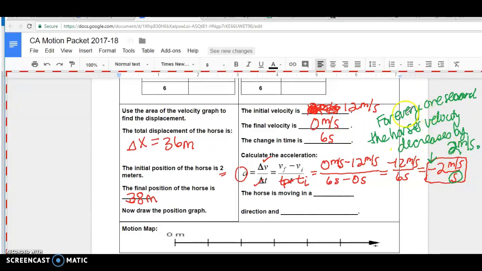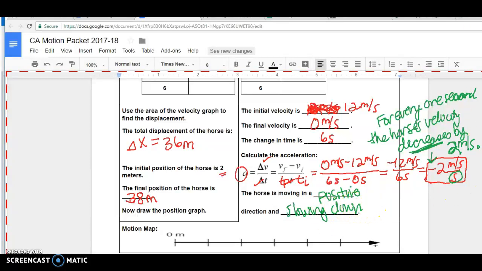Please do not say something like this: for every 1 second, the horse moves or travels or goes. It's not doing that. That's a velocity. This has to say a change. Changes, decreases, increases. It has to have a changing word in it. So this horse, as we said before, is moving in a positive direction. Hint, everything that accelerates in this class will move in a positive direction. There's no other choice. That's always the answer. And it will be slowing down.